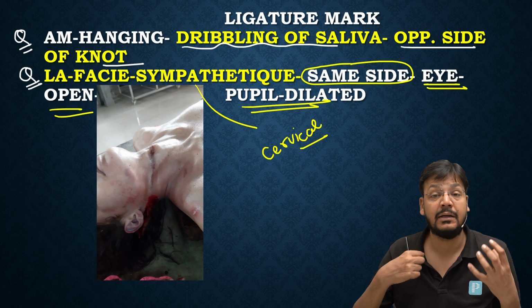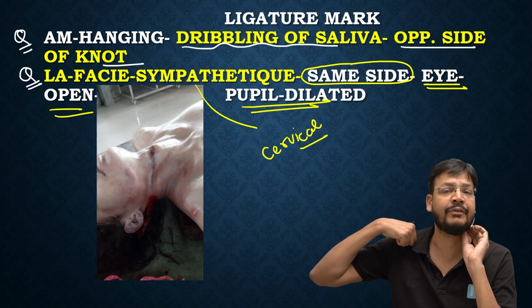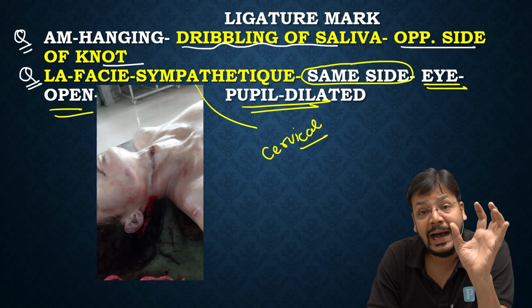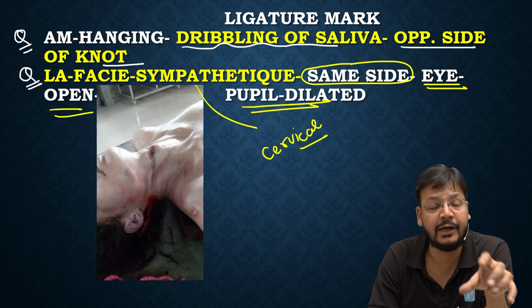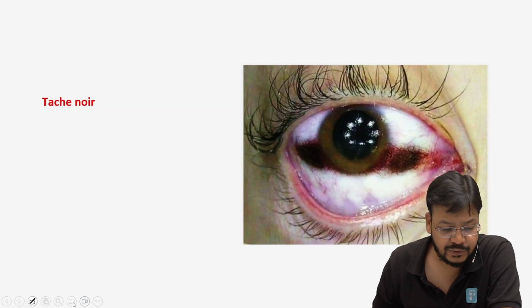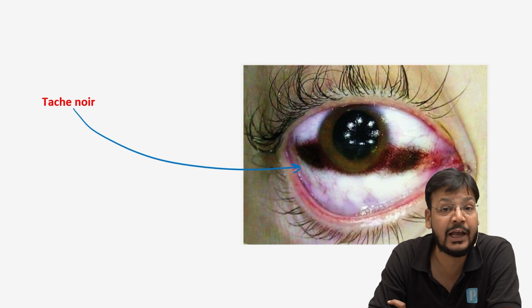But sir, what is dribbling of saliva? This is the knot, it is seen on the opposite side of the knot. La facies sympathetica, same side of the knot, the eye remains open and the pupil is dilated because of cervical sympathetic chain stimulation. Now, sir, this is a very, very important change of the sclera of the eye, Tache noire.